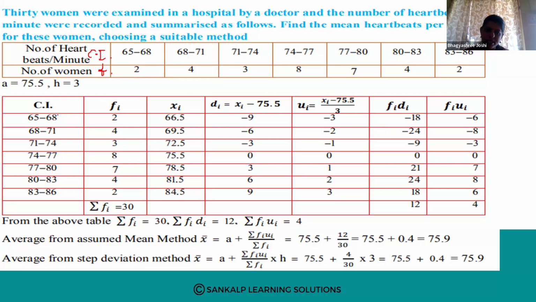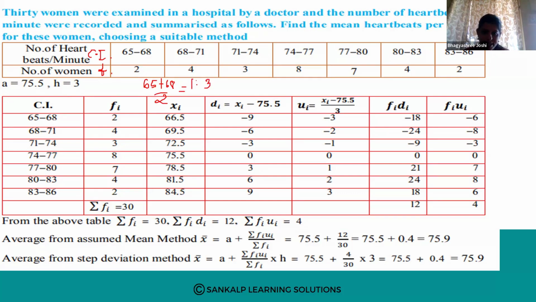So the classes are 65 to 68, 68 to 71, 71 to 74, 74 to 77, 77 to 80, 80 to 83, 83 to 86. The frequencies are 2, 4, 3, 8, 7, 4, 2. Now we'll calculate Xi. Xi can be calculated as, again, upper limit plus lower limit divided by 2. That is 65 plus 68 divided by 2. 65 plus 68 is 133.